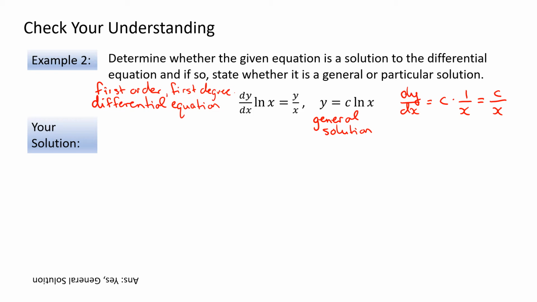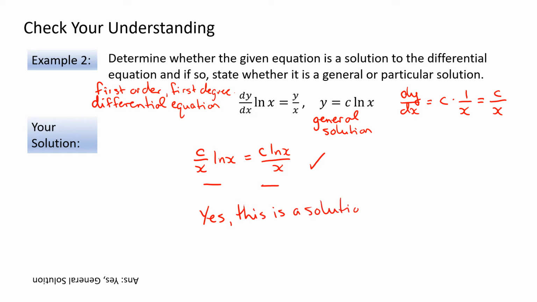So if I substitute these values in, we have dy by dx is c divided by x times ln of x. And that's equal to the function y, which is c times ln of x divided by x. So you'll see that the left-hand side equals the right-hand side. So yes, this is a solution. And remember, since we do not have a constant c defined here, it's just c, it is a general solution.